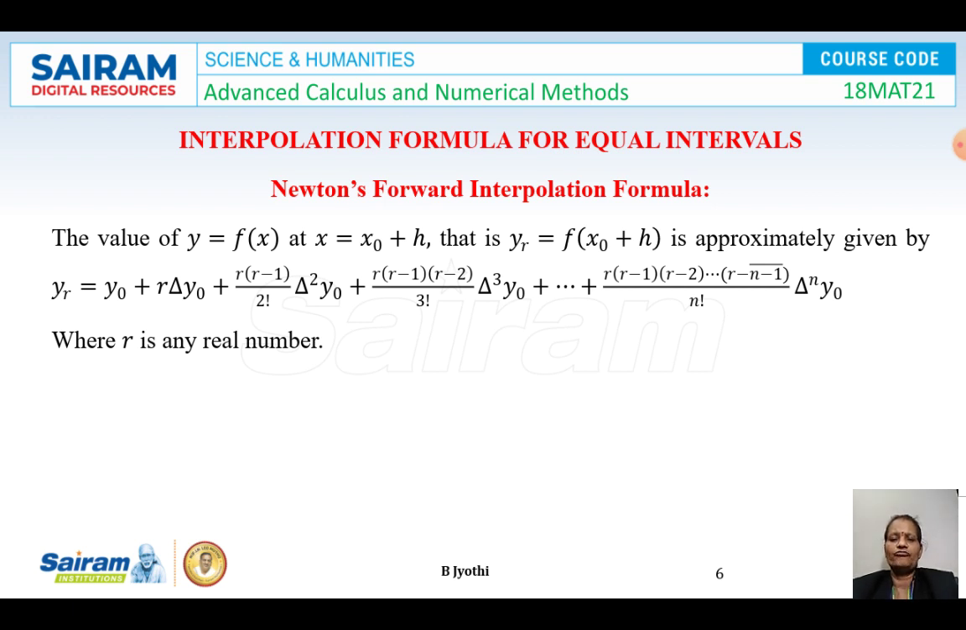The value of y equals f of x at x equal to x0 plus rh, that is yr equal to f of x0 plus rh, is approximately given by yr equal to y0 plus r del y0 plus r into r minus 1 by 2 factorial into del square y0 plus r into r minus 1 into r minus 2 by 3 factorial into del cube y0 plus etc., plus r into r minus 1 into r minus 2 etc., r minus n minus 1 by n factorial into del n of y0, where r is any real number.